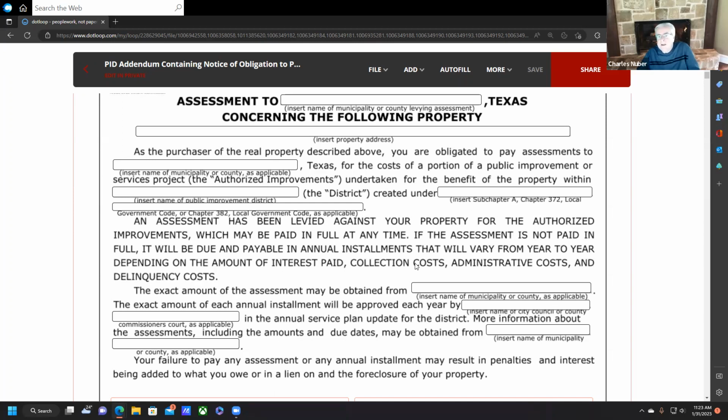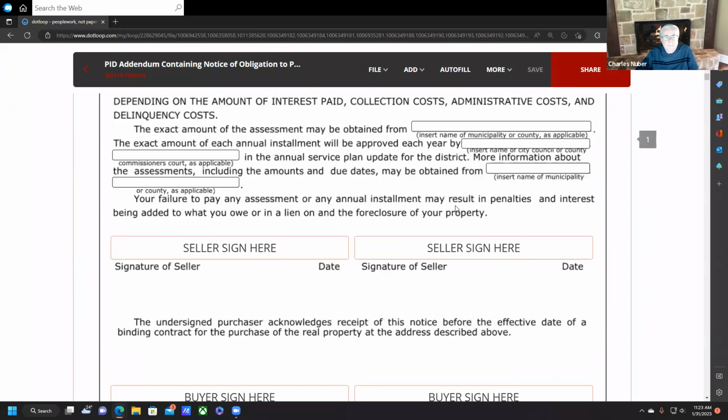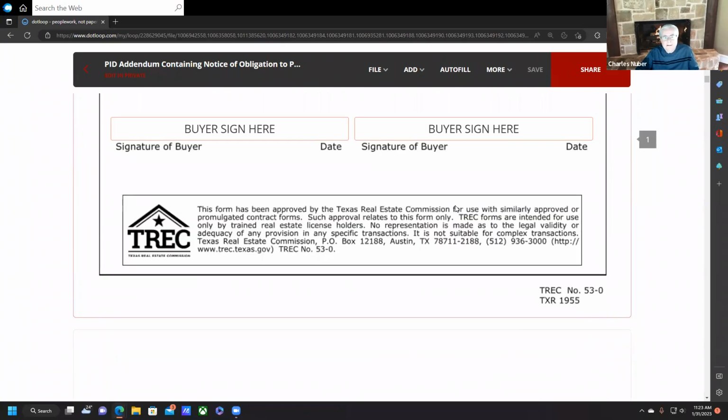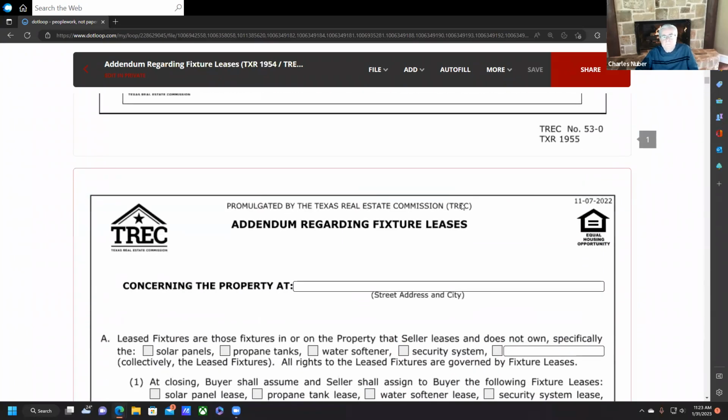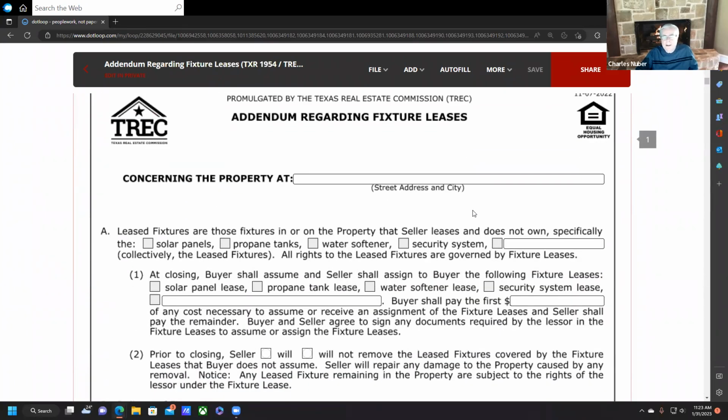So a PID has an end to it. Does a MUD have an end to it? No, MUDs go on forever. Long after I'm gone, the MUD will exist on my property in Lantana. But there again, I go to the title company and I get the MUD district documents for our water district and I have them applied to the contract.